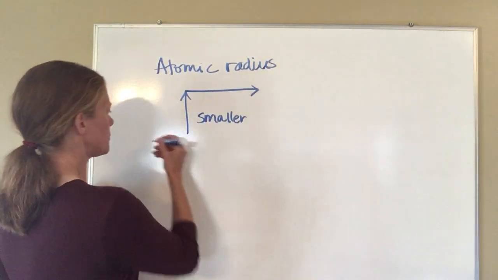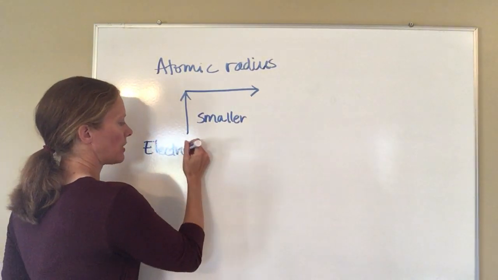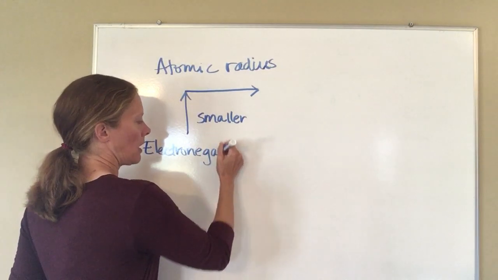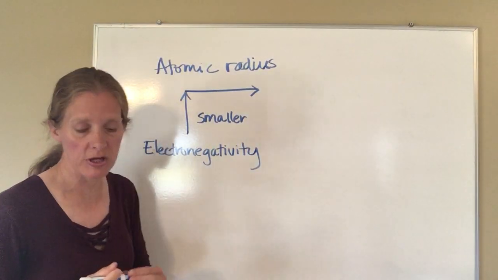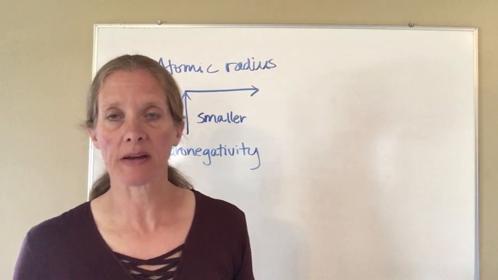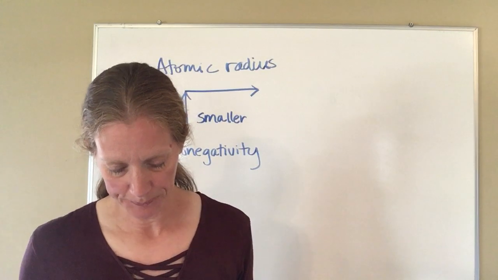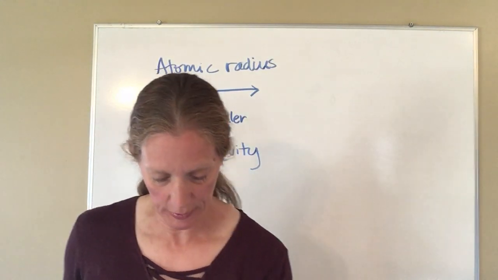Okay. The other characteristic that we want to look at is electronegativity. And electronegativity, even though it's a big word, it just simply means how strongly are you attracting electrons to yourself. How strongly an electron is attracted to an atom.